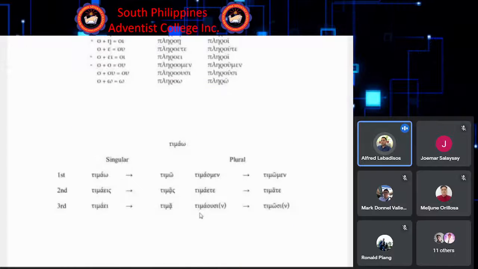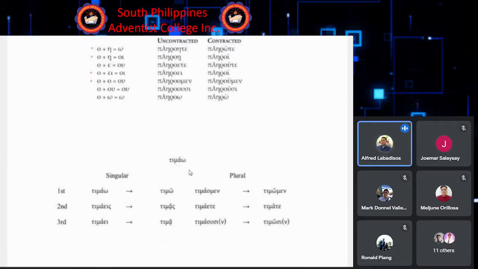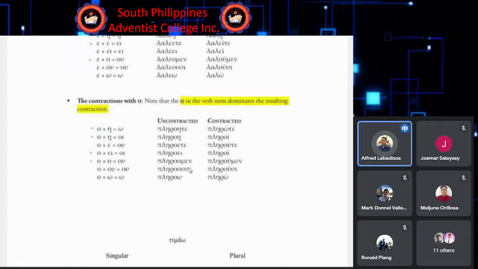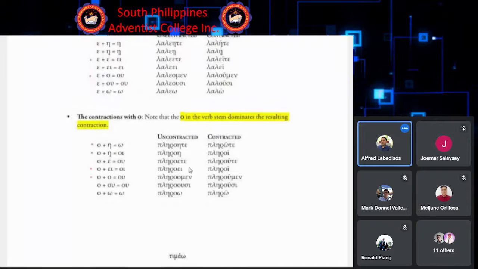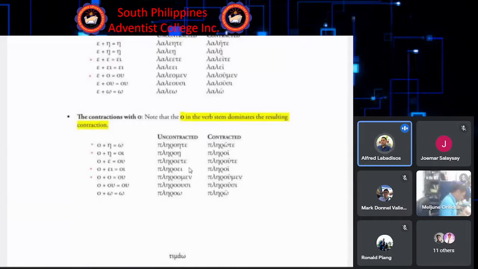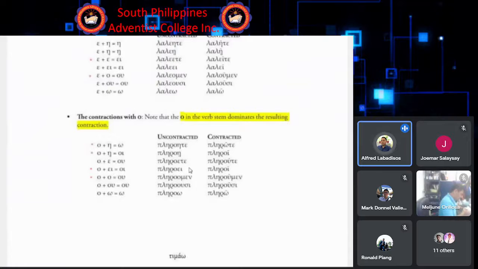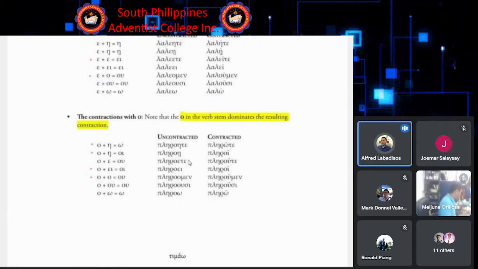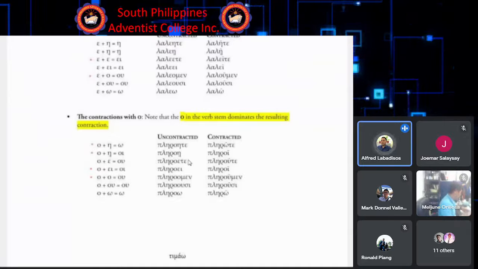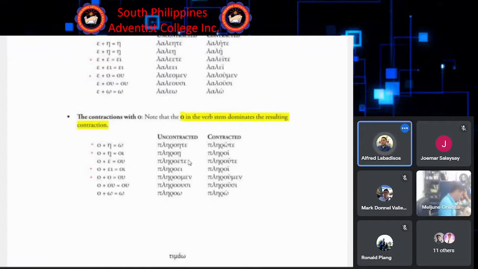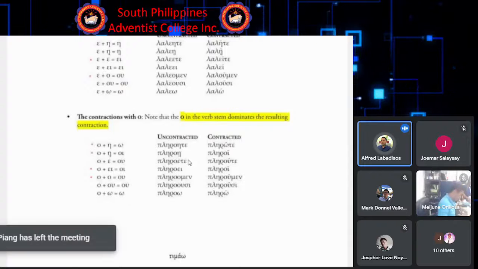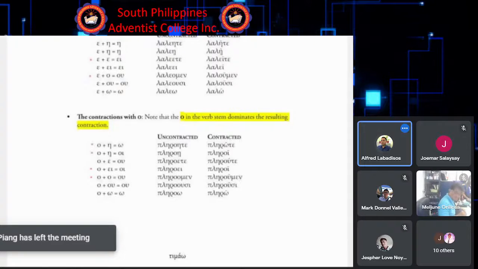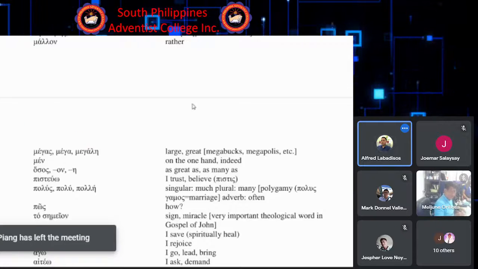So again, you don't need to memorize this one. I just want you to be familiar with it, so that you will not question why you see a form in the New Testament which you cannot find in our discussion. Okay.